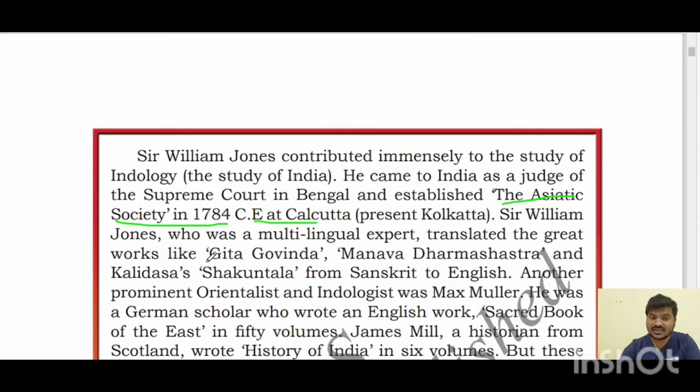So he translated Gita Govinda of Jayadeva and Manava Dharma Shastra. This Manava Dharma Shastra book is known as Hindu customary law. Even today it acts as a very great source of Hindu customary law. And Kalidasa's Abhignana Shakuntala, all these books were converted from Sanskrit to English.